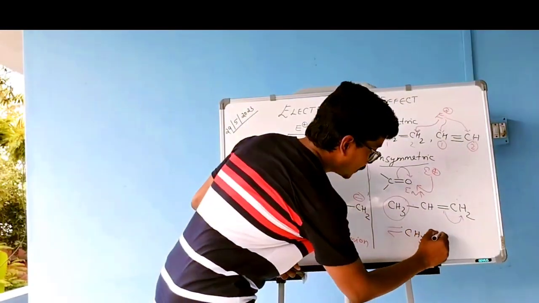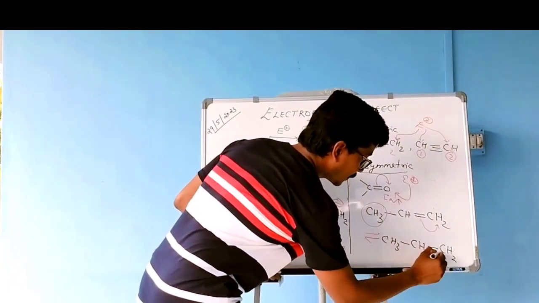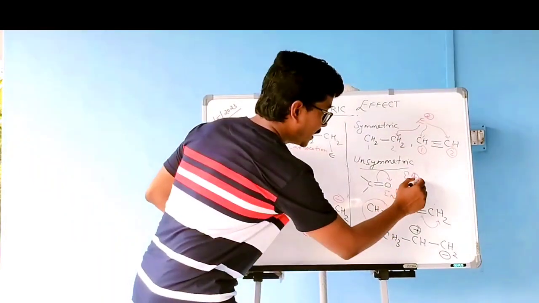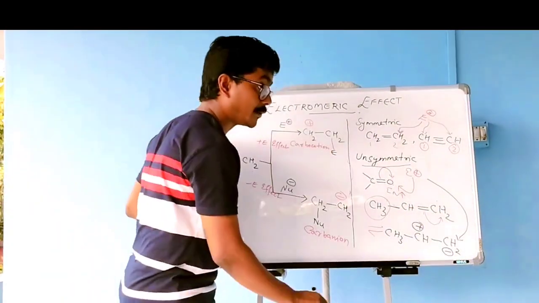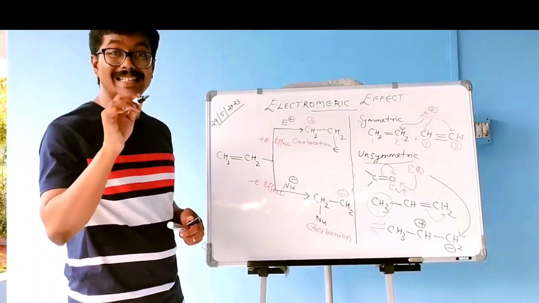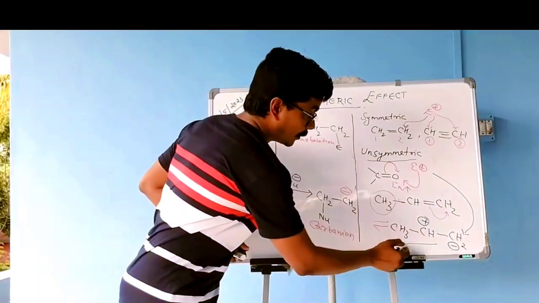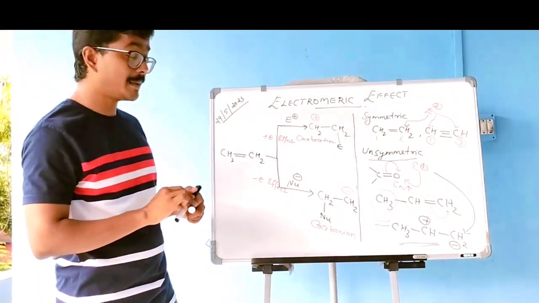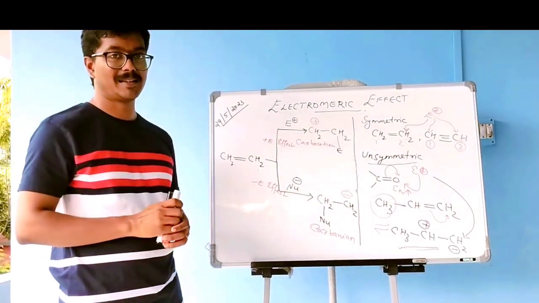So the resultant will be CH3, CH2 minus, and here the plus. And the electrophile will attack the terminal carbanion or carbon, forming a secondary carbocation. So this product is more stable. So we can use the electromeric effect for these kinds of applications. Okay, thank you very much.